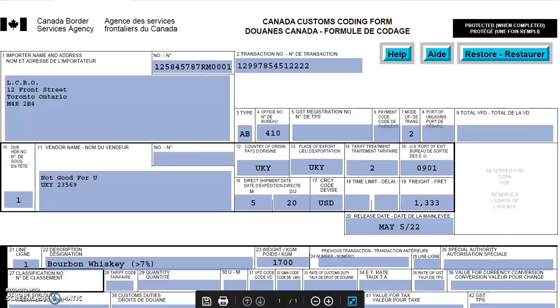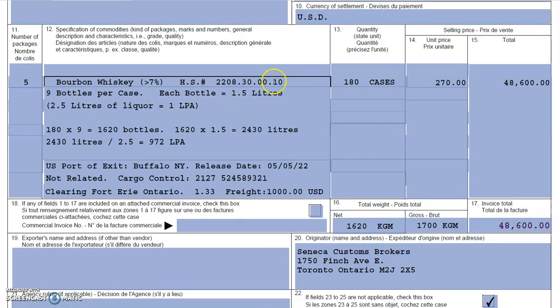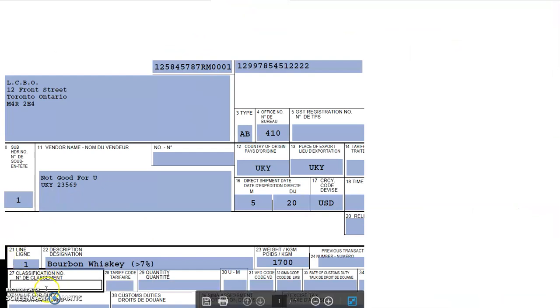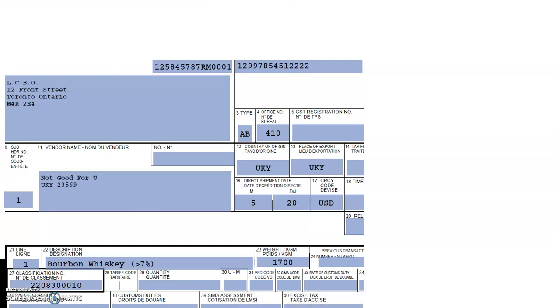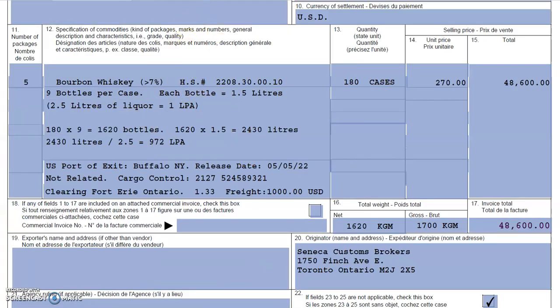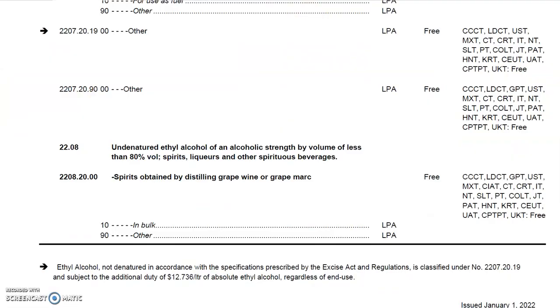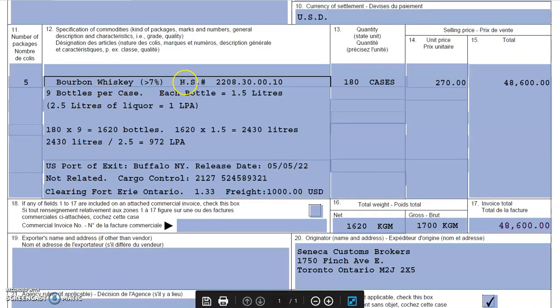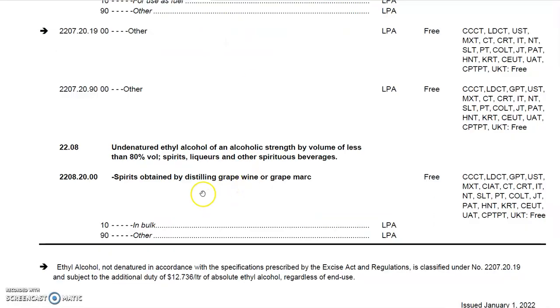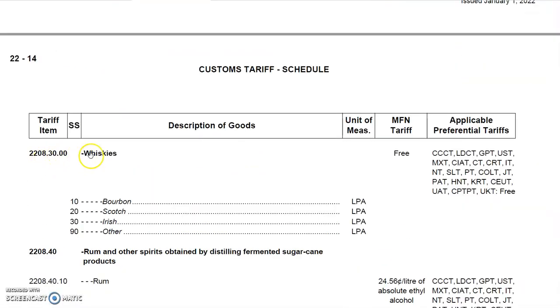Okay, the classification number is 2208300010. Now let's go back into here. The quantity unit of measure: let's look up 2208300010 and get the unit of measure and the rate of customs duty. It's whiskeys, bourbon whiskeys, 2208300010. The unit of measure is LPA.